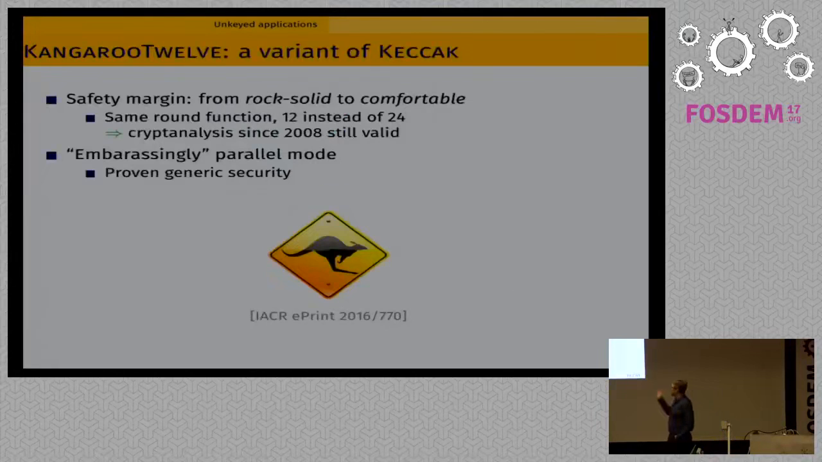We can actually go further than this, and that's the purpose of this new Kangaroo 12 hash function. I've shown you that 24 rounds are rock solid. We can afford to decrease the safety margin a bit, and actually more than a bit. We can go down to 12 rounds and still have a comfortable safety margin, so that gives us a factor 2 speedup. And then we can have a special mode, a tree hash mode, that is what is called embarrassingly parallel, such that as soon as you have enough data as input, there is as much parallelism as your platform allows you to exploit.